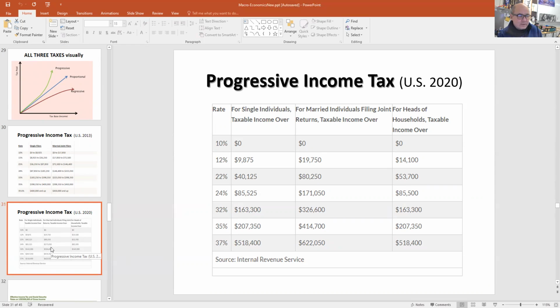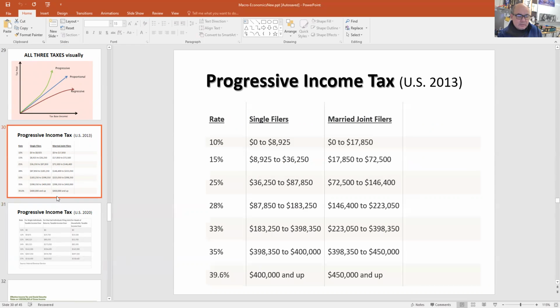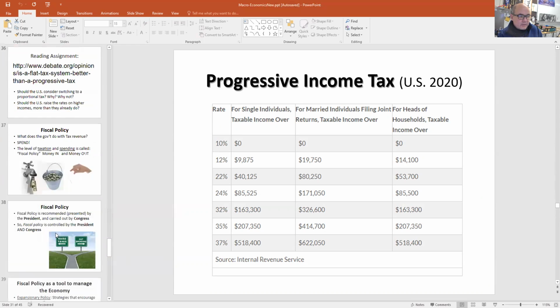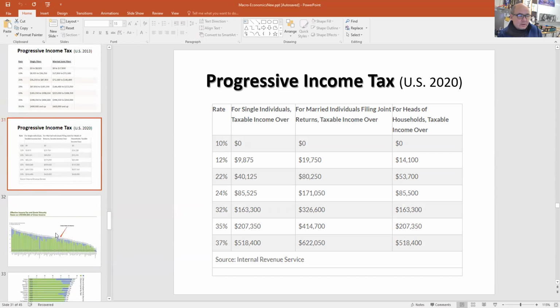As I understand it, President Biden is going to be pushing for a return to the Obama tax brackets versus the Trump tax brackets. Okay, so that's all I'm going to cover.